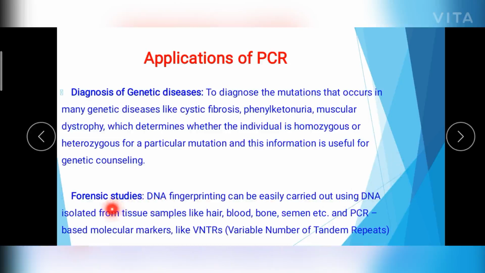It is also used in forensic studies, in particular in DNA fingerprinting. When the sample is very low, you can amplify samples obtained from hair, blood, bone or semen using this PCR technique. It is also used in designing VNTR markers, variable number tandem repeat markers, which help in easy detection of individuals in paternity cases or in criminal cases.